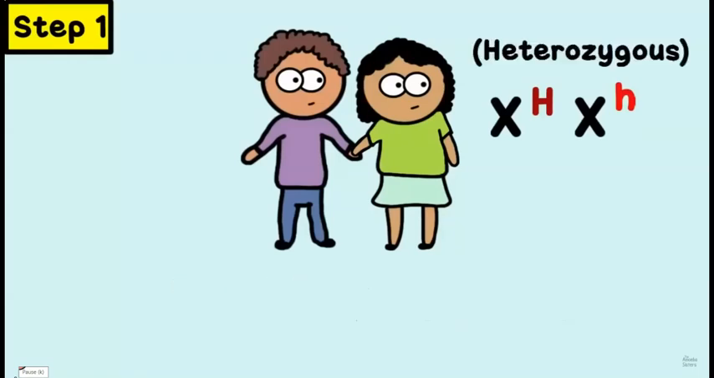So the mother was a carrier. She is X^H X^h. She does not have hemophilia because of that dominant allele present, but she is a carrier. The male, if he does not have hemophilia, well, he must be X^H Y. There's no other option for him.